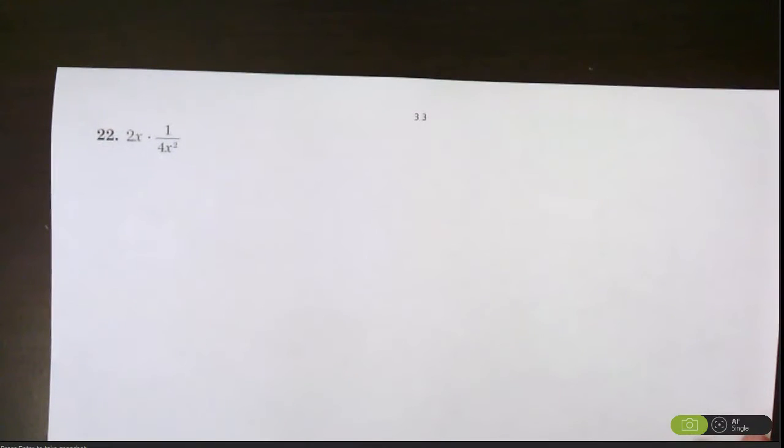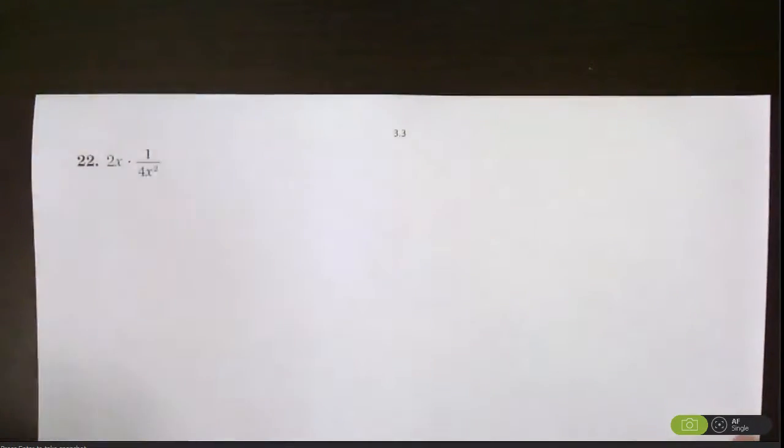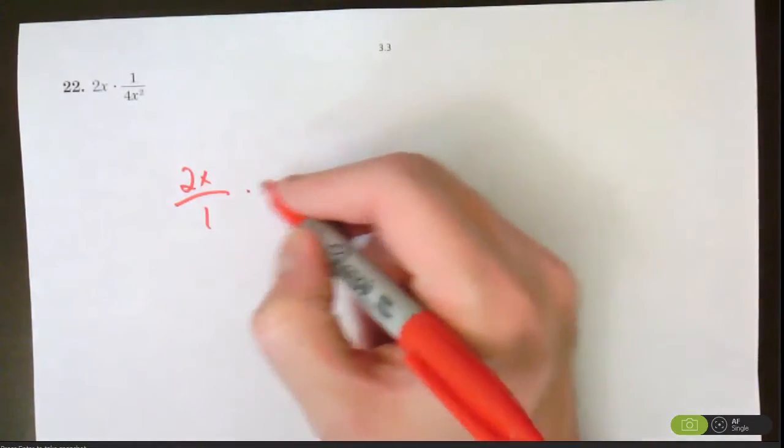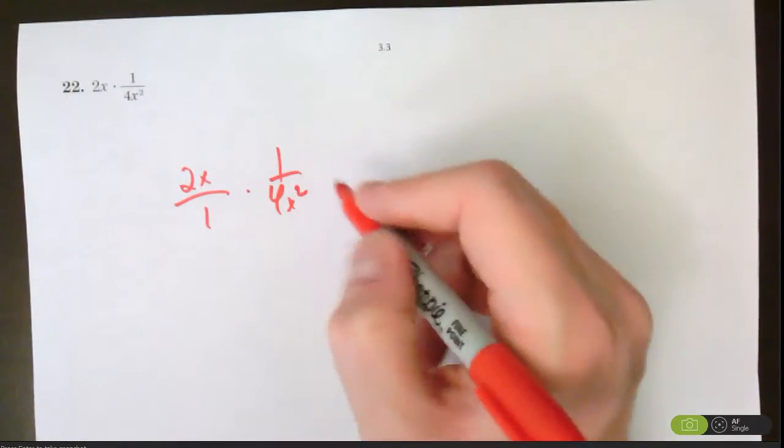22 is the next one we'll take a look at. Okay, good. Now for this one, it's the same exact idea, but I have to put 2x as a fraction, so what I have to do is 2x over 1 times 1 over 4x squared.